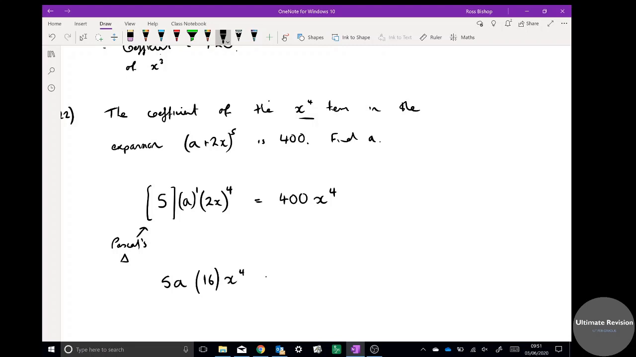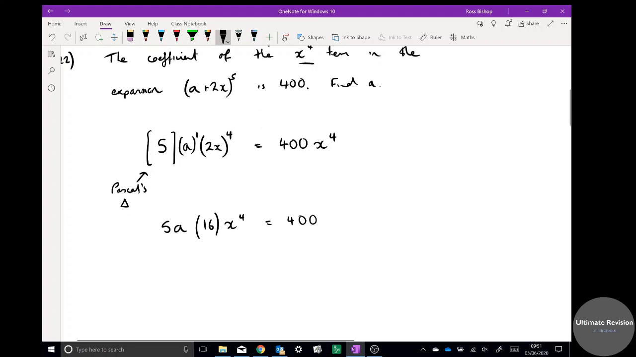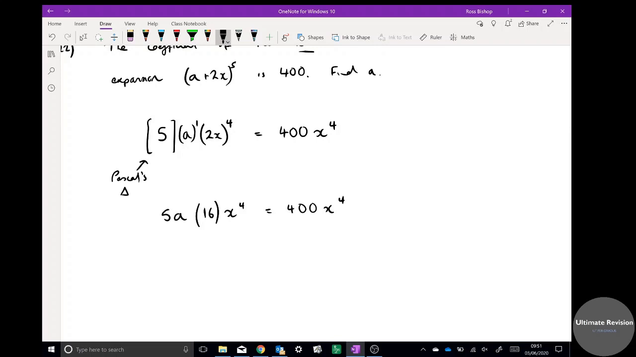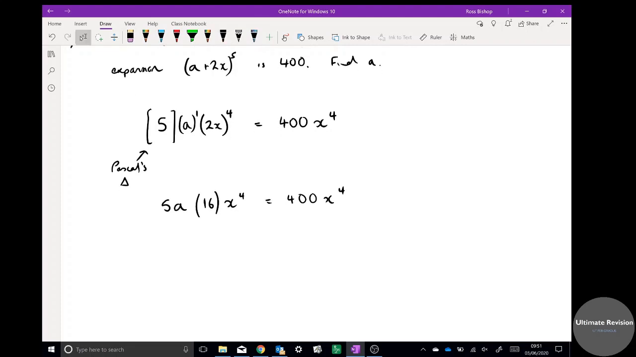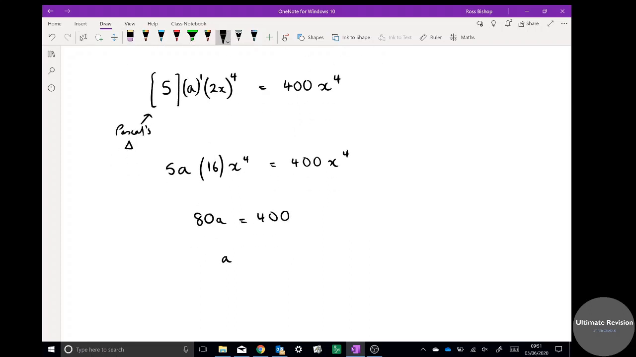X to the power of 4 equals 400 x to the 4. I can just compare coefficients now. So the x to the 4s can just disappear. So I end up with 80a equals 400, which is really, really nice. So my answer a is equal to 5. And that's what the question wanted.